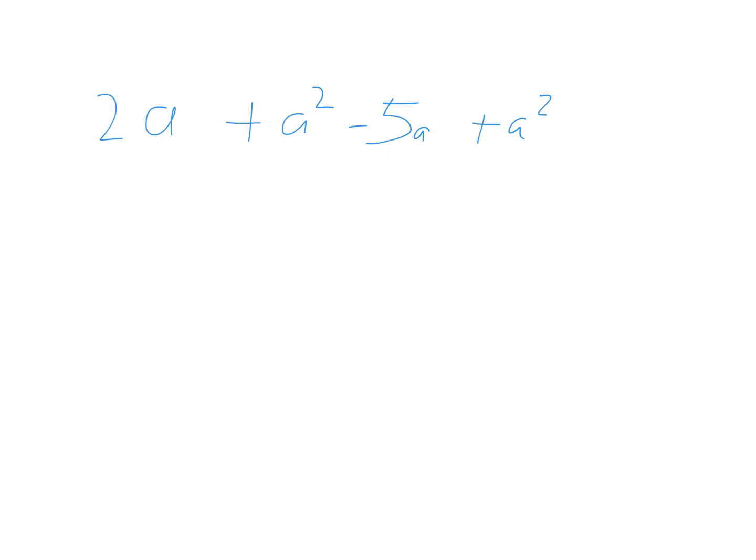Right, so the last example we'll look at is going to be kind of similar to those ones before. But there's just going to be 1 or 2 little twists in it to try and help you get used to some harder questions. So here we've got a term where the variable is a. Then we've got an a squared term. Then we've got a minus 5a. And then we've got another a squared term.